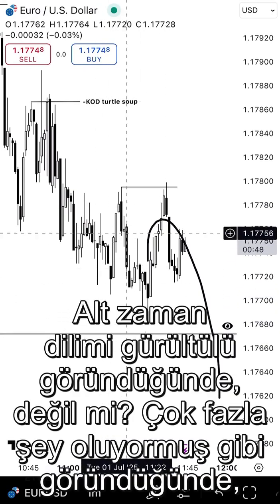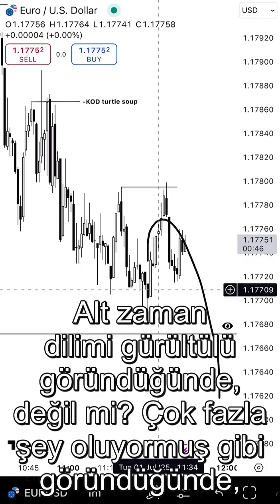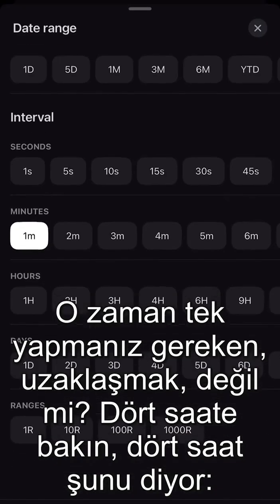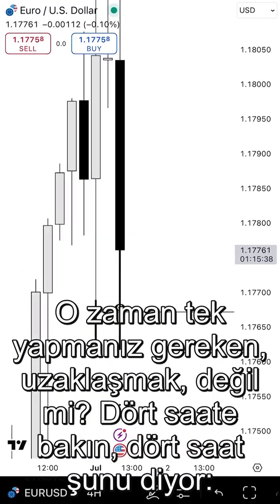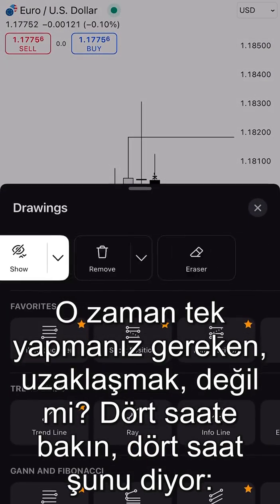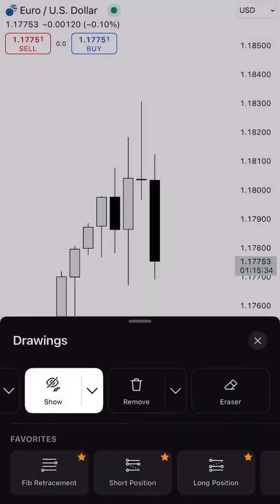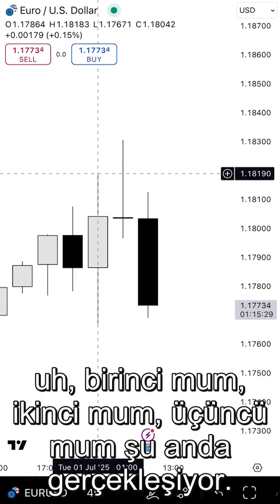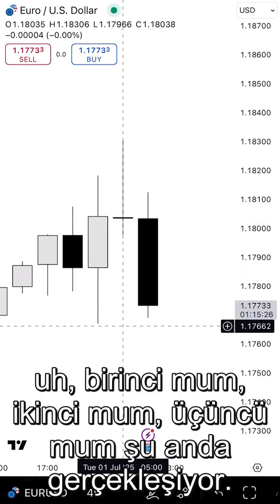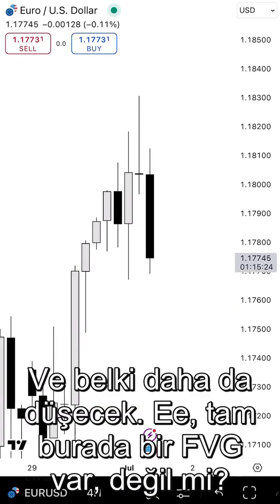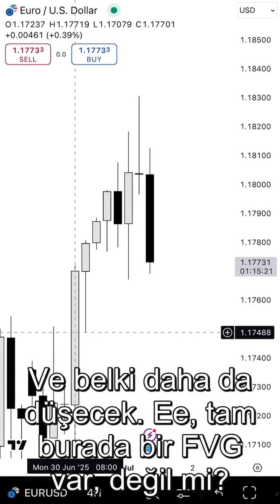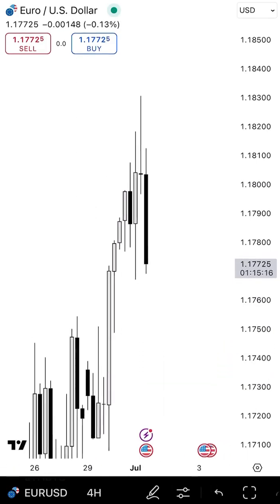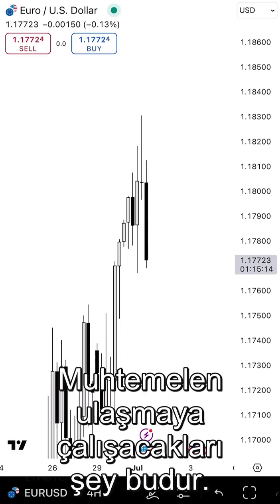when the lower time frame seems noisy, when it seems like there's a lot going on, then all you got to do is zoom out. Look at the 4 hour. The 4 hour says candle 1, candle 2, candle 3 is happening right now, and perhaps it'll go even lower. We have this FVG right here, which they will probably try and reach for.